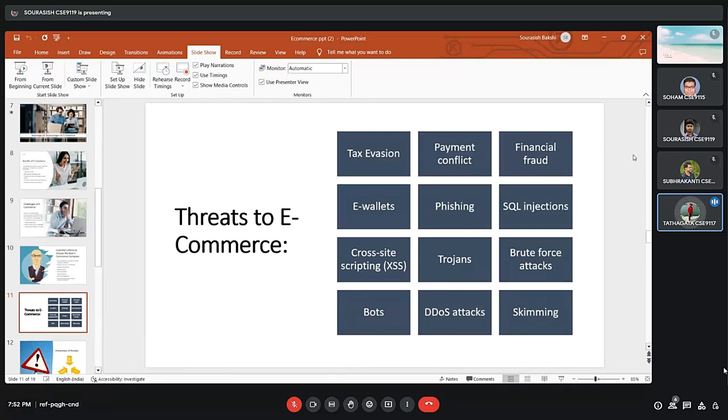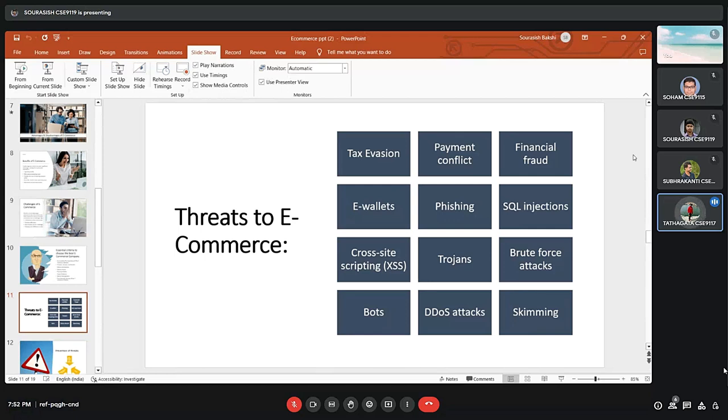Now we'll be discussing some types of threats to e-commerce. These are such as tax evasion, e-wallets, cross-site scripting, bots, payment conflicts, phishing, trojans, DDoS attack, financial fraud, SQL injection, brute force attack, and skimming. Now I will discuss some of these.